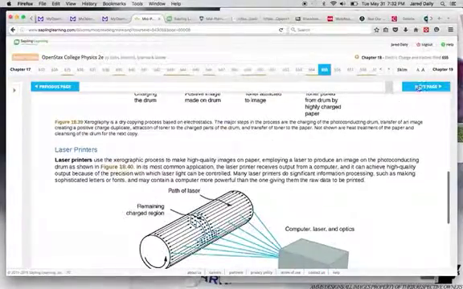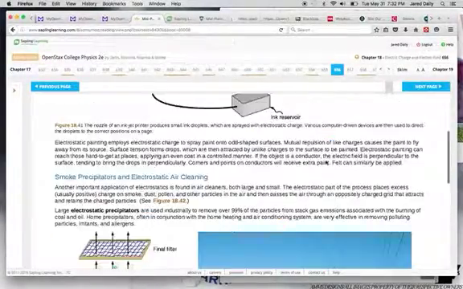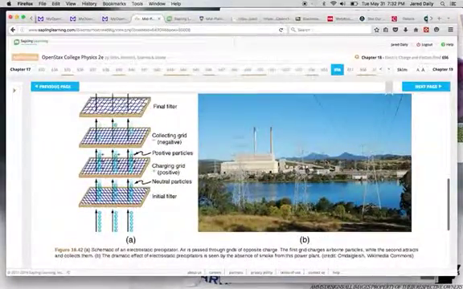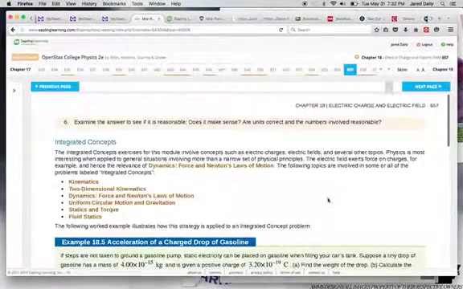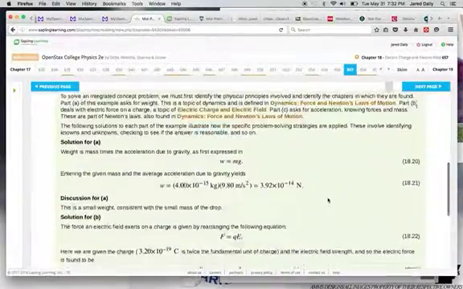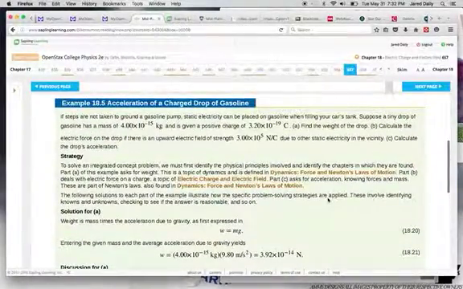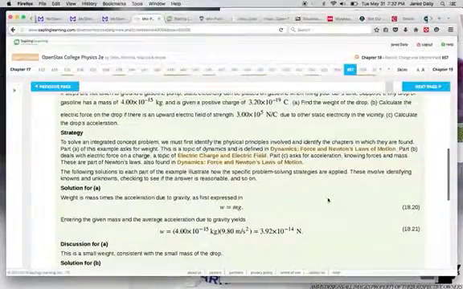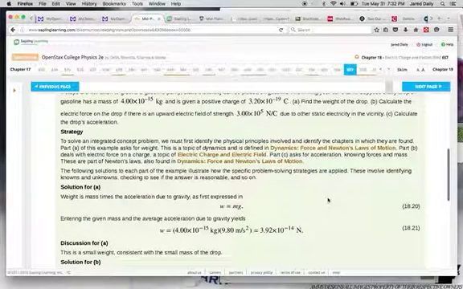There are lots of different applications, of course, for electrostatics. They go through a lot of them here. I'm not going to have time to go through them all. Here they talk about accelerating things from the force on a charge, a drop of gasoline, for example. And that's just an extension of taking the force to Newton's second law, force equals mass times acceleration.